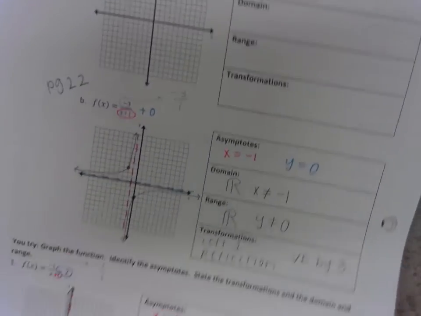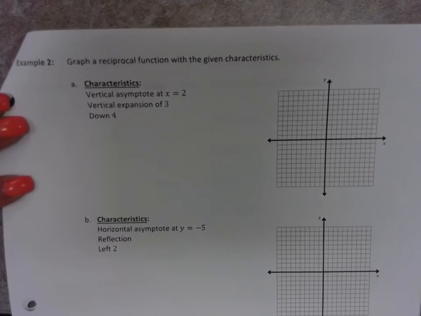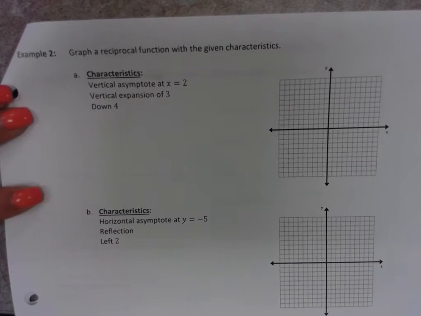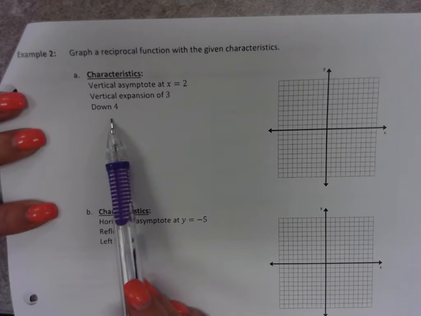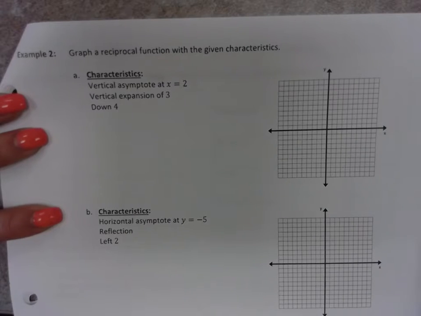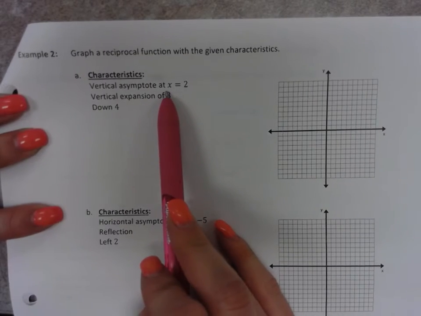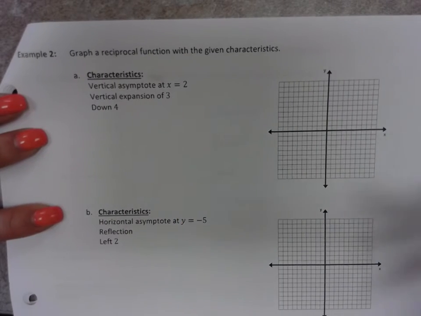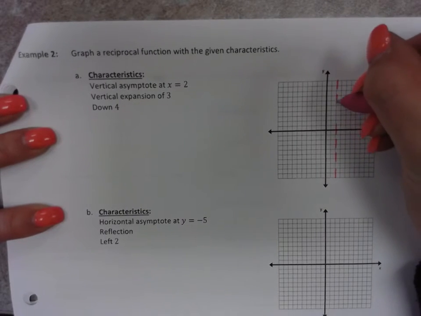Alright, let's turn over and look at page 23. Okay, there's one other type of problem that we want to talk about. In this case, they are not going to give us the function. Instead, they're going to tell us characteristics, and it is our job to graph it. So the first thing that I see is the graph needs to have a vertical asymptote at x equals 2. So that means it needs to cross the x-axis at 2. So I'll go over to 2 and put my vertical asymptote.